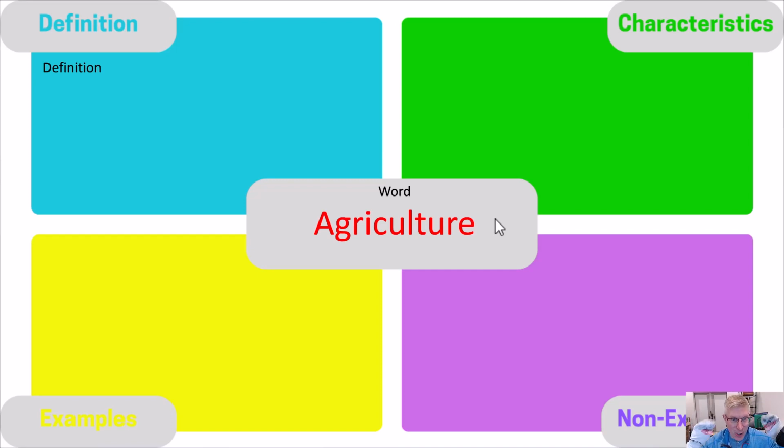Agriculture. Agriculture. Now, agriculture, teacher talk, is the science or occupation of cultivating the soil, producing crops, and raising livestock. I've noticed that's a pretty cool definition. Teacher, what's a better way of saying agriculture? Farming. Yes, I think that's a great way to say it. Farming is not just about crops. We have dairy farms, for example, where they raise cows and milk. But let's go ahead and write down farming as our definition for agriculture.